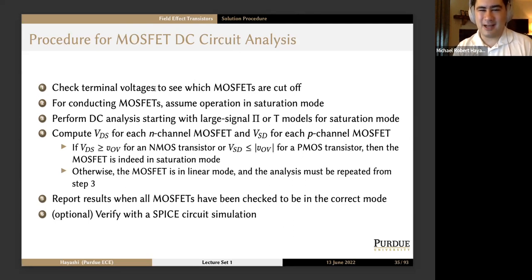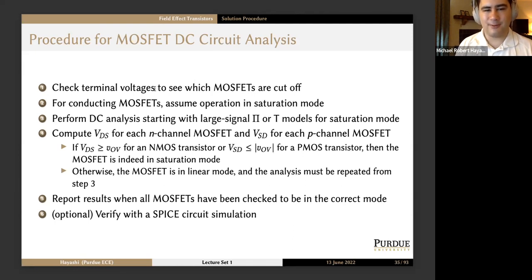So for the conducting MOSFETs, we're going to first assume operation in the saturation mode. And then step 3, perform DC analysis, using KVL, KCL tricks, starting with the large signal pi or T models for saturation mode. And you can be like, Michael, what is the large signal pi or large signal T model? We didn't really talk about those. Those are the key equations that were in the tables on slides 30 and 31. The large signal pi, large signal T, Shichman-Hodges model, or square law equations. Those are what we're using.